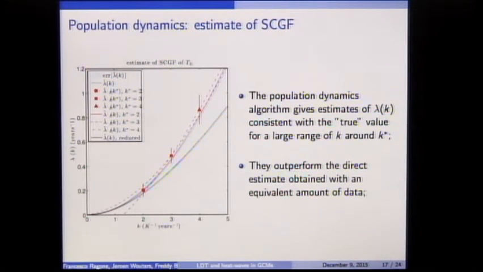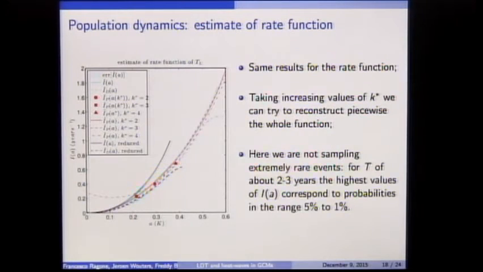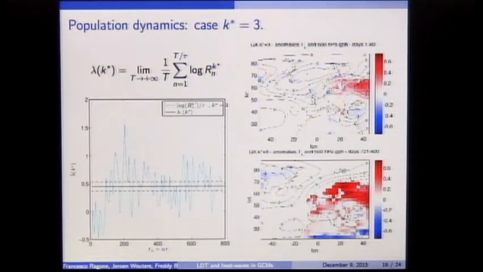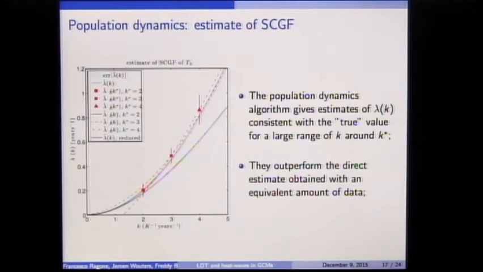The blue line is the direct estimate. The red points are the estimates obtained with the population dynamics algorithm using k star equal to 2, equal to 3, and equal to 4. And these error bars are very naively computed from the variability of this time series, so just 2 times the standard deviation divided by square root of n. And the red lines are the estimate of the scale cumulant generating function for any value of k using those formulas about the expectation values, using the data coming from each of these experiments.